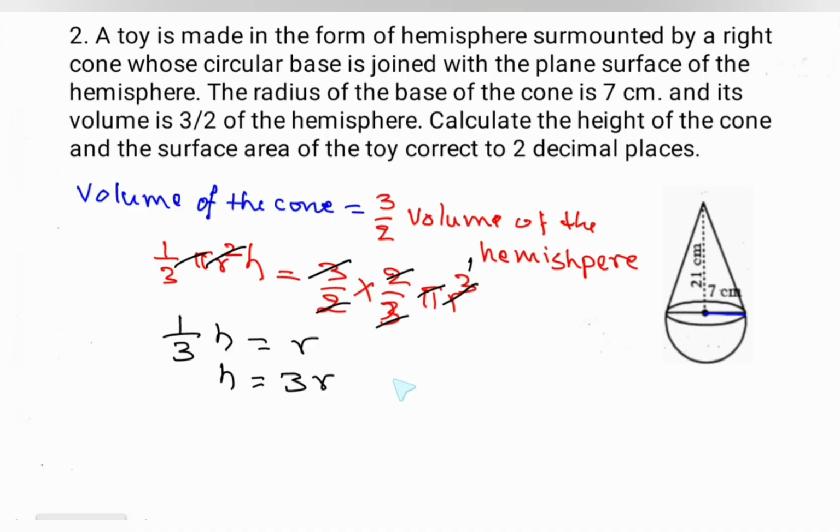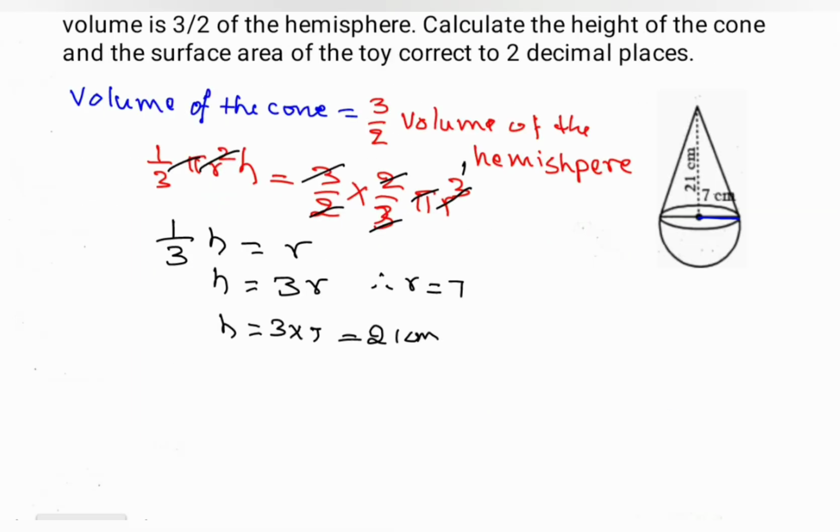R is given, r equal to 7. Then h is equal to 3 into 7, which is 21 centimeters. So the height of the cone is 21 centimeters. And now we need to find the surface area of the toy.